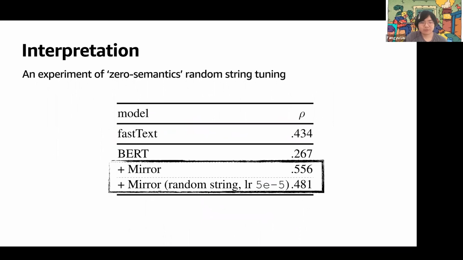Another interesting experiment we did to verify this is that we just randomly generated some strings instead of sampling sentences from real data. And we applied contrastive learning on these randomly generated sequences and still observed very good improvement based on BERT. This zero-semantics random string tuning really tells us that the model is rewiring its existing knowledge to the correct position instead of gaining any new knowledge from the text, because in this case, there is no new knowledge at all.